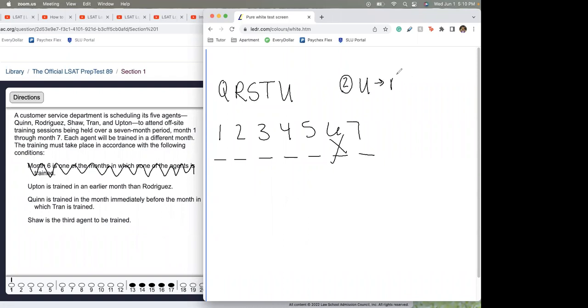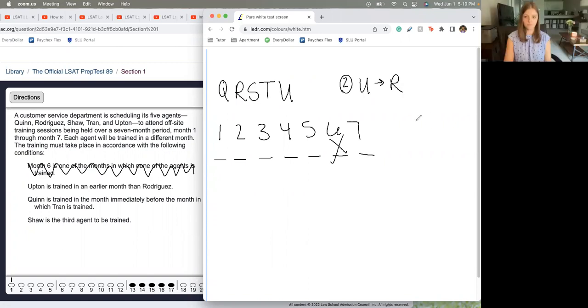I kind of did U and then an arrow going to the right, if that makes sense, and then R to symbolize that. Yeah, something like that. Okay. Yeah, U is before R. Totally fine with you writing it that way.